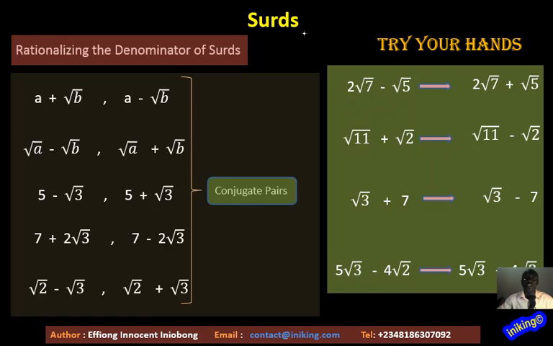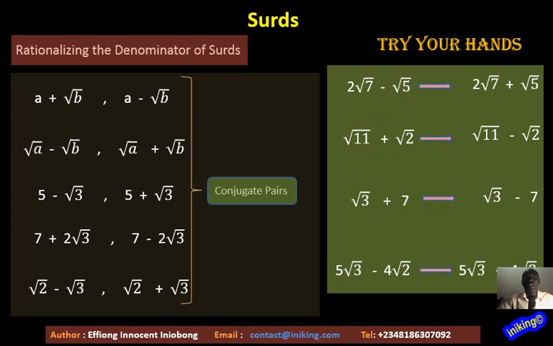We're still on rationalizing the denominator of surds. In the last video clip, we looked at the conjugate concept. Throughout this video clip, we're going to look at how to rationalize a surdic expression in which we need to use the conjugate pair of the denominator. On the screen are the conjugate pairs that we considered in the last video clip.